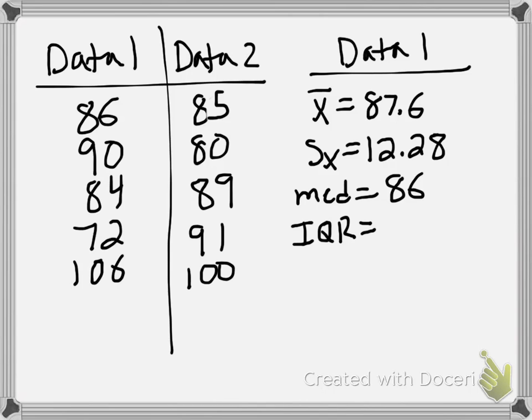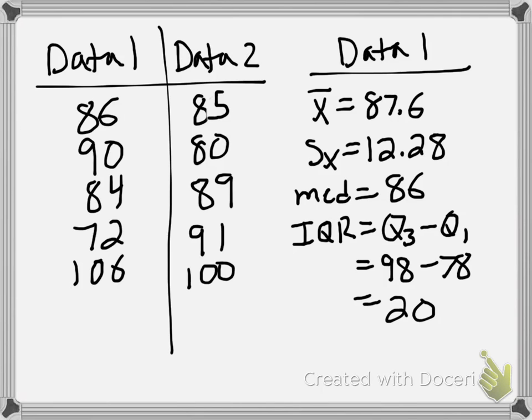And again, the only other thing we have to find is your IQR. IQR is your Q3 minus your Q1. So my Q3 for this example was 98. My Q1 for this one was 78. So 98 minus 78 gives me a 20. Okay. So that's for data set 1. That's my mean, my standard deviation, my median, my IQR.